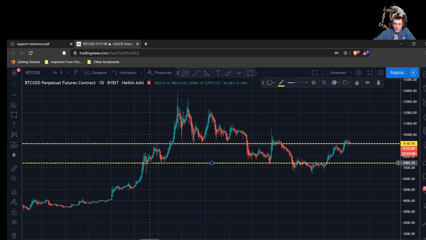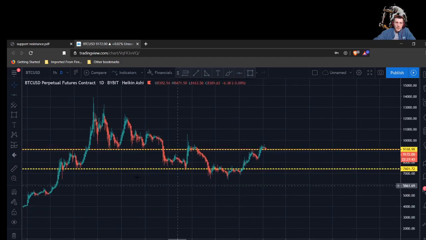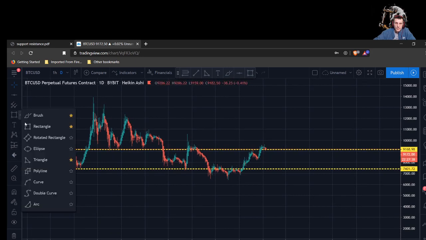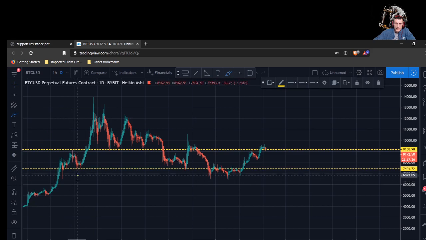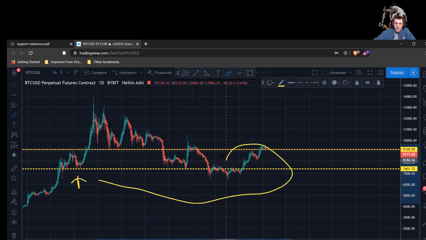Here's another one right there. And this is where I want to show you. Old support over here. See, we got old support right there. It turns into resistance right here. New resistance. Pretend like none of that is even there yet. Old support becomes new resistance, and vice versa.